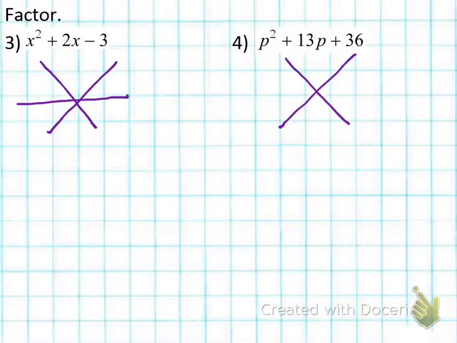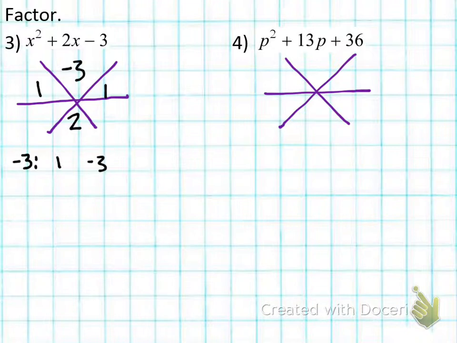Okay, 3 and 4, very similar, same idea. I'm going to write A is just 1, so that goes on either side. 1 times C is negative 3, and B is just 2. My factors of negative 3 would be 1 and negative 3, or negative 1 and positive 3. But in order to get a positive 2 when adding them together, I want to use negative 1 and positive 3.